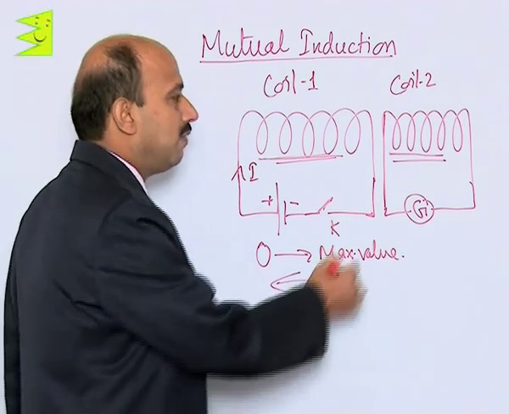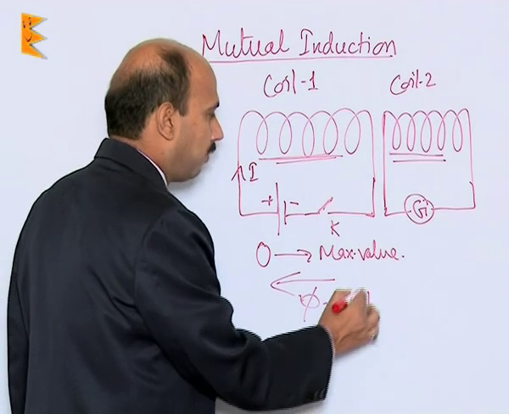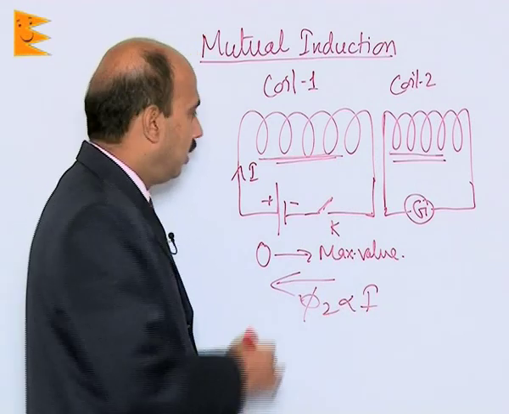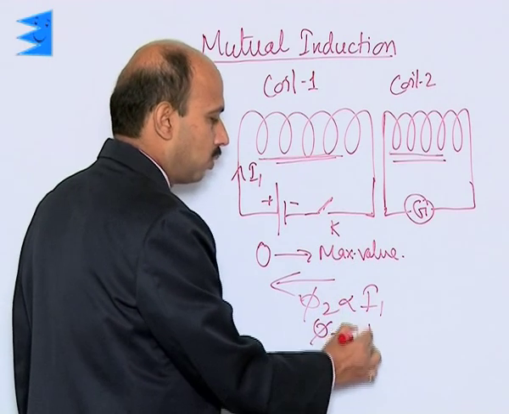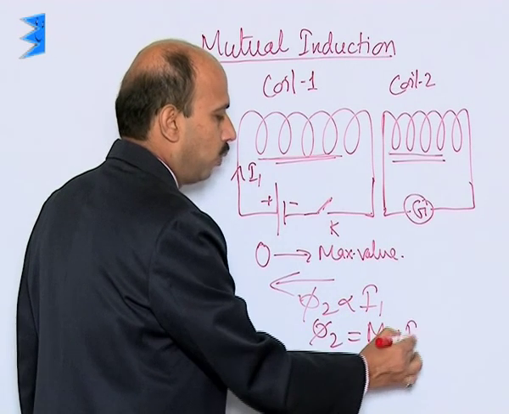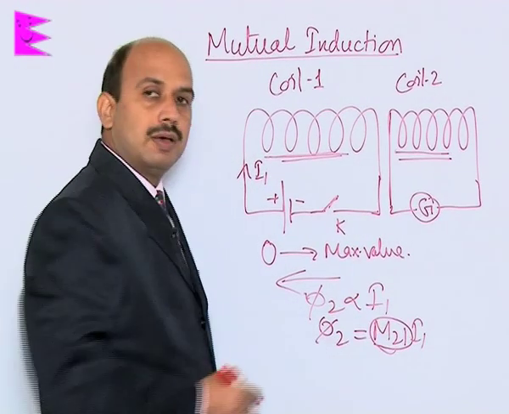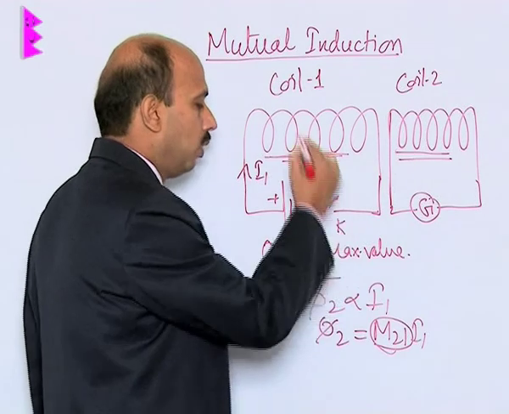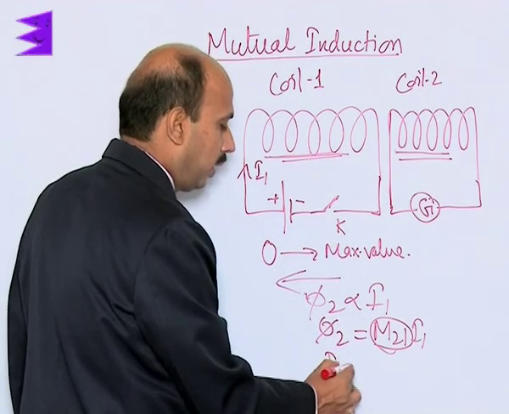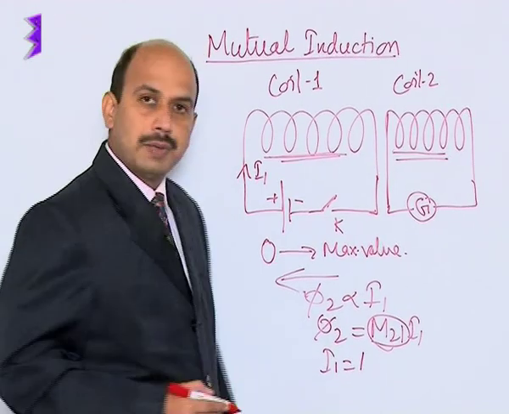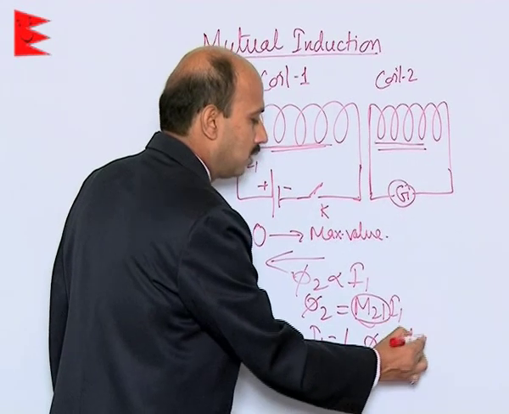Now, the magnetic flux linked with coil 2 is directly proportional to the current flowing through coil 1, which we can take as I1, and we can write phi 2 is equal to M21 I1. Here M21 is known as the mutual inductance of coil 2 with respect to coil 1. If we suppose I1 is equal to 1 ampere, then we can write phi 2 is equal to M21.